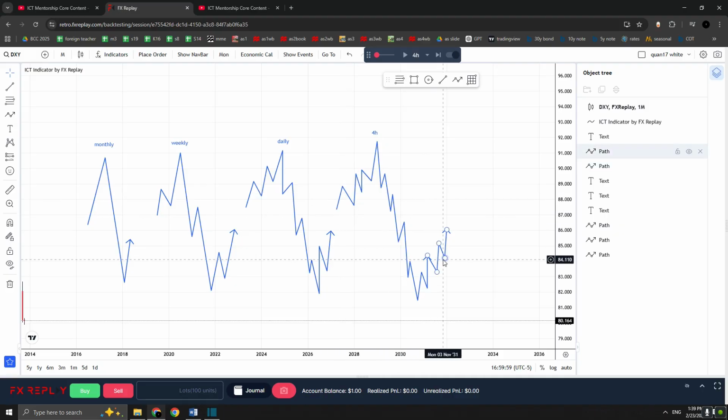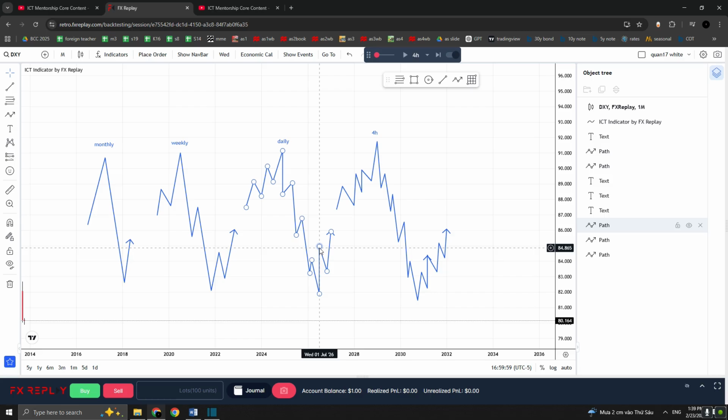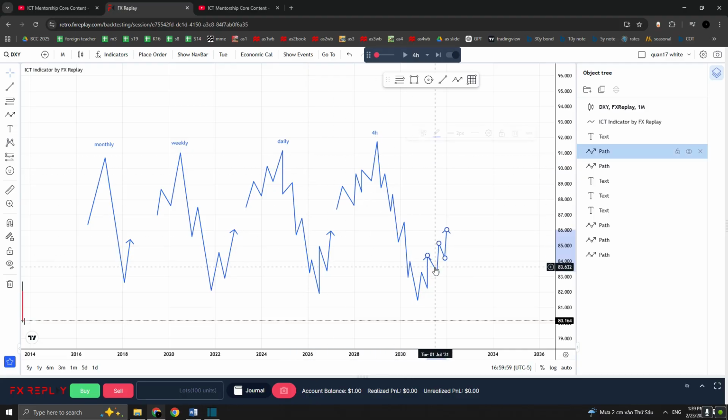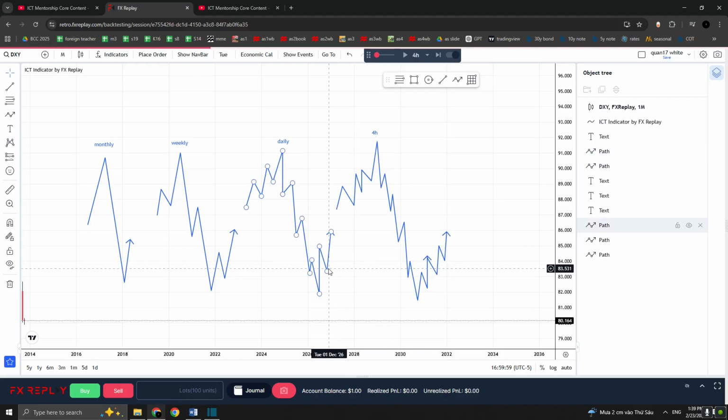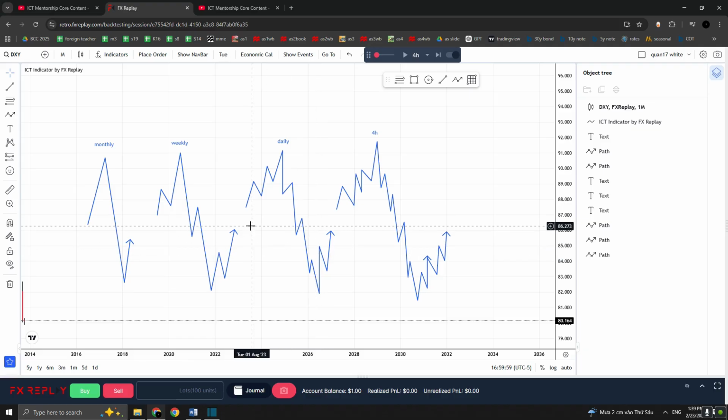So we want to buy 4-hour at the daily discount and aim for the daily premium first, and daily highs, and then the weekly and the monthly premium arrays, right? Okay, so we want to buy 4-hour discount arrays at the daily discount, and at the weekly and the monthly discount, to catch the weekly and the monthly moves, okay? Because swing trading is to catch the weekly swings.